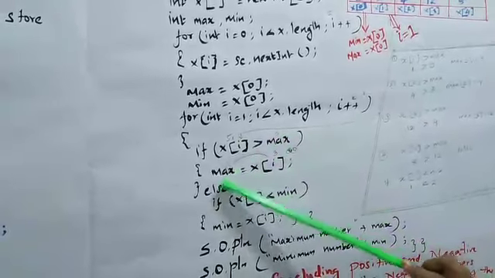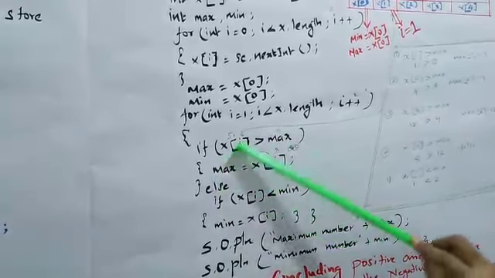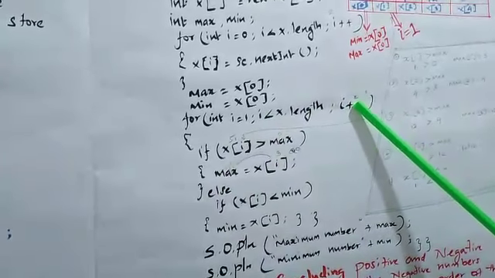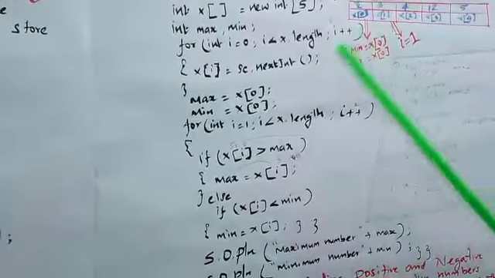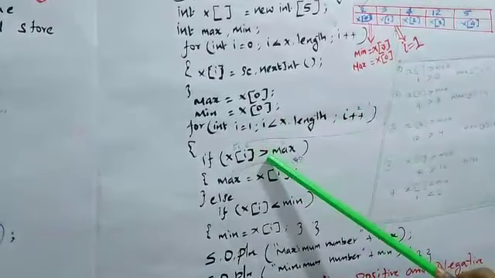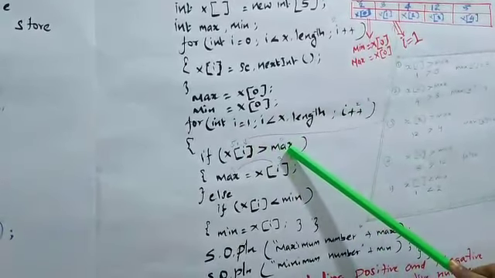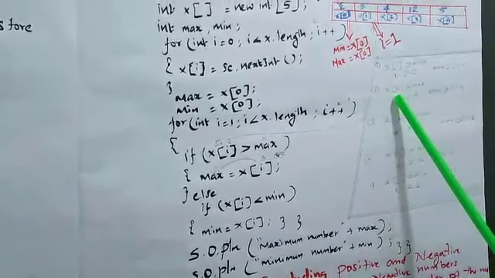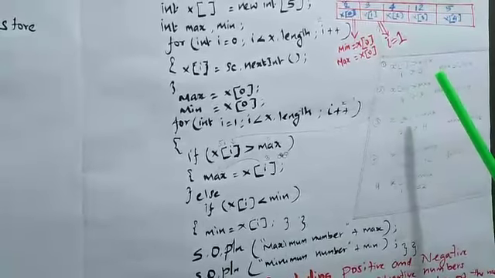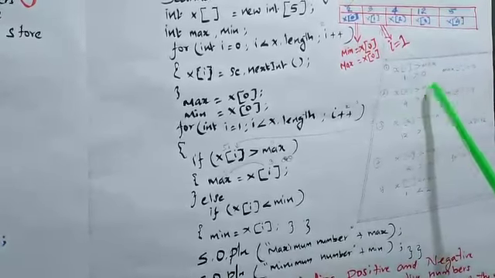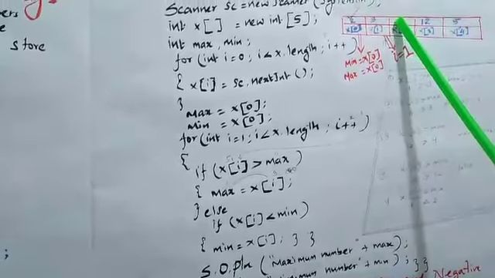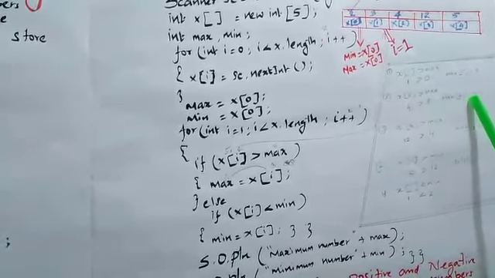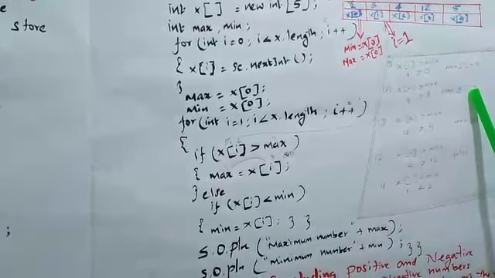Because the condition is true, now we have to do one more increment. Now I value is what? 2. Now x of I is greater than max. So what will happen? X of I is, what was that? 4. Now max value is what? 3. Is 4 greater than 3? Correct. So max is equal to 4 we will get. So our condition is true.